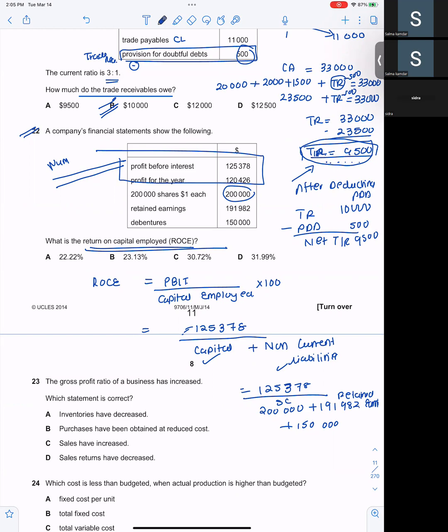So once again, I'll tell you. 125 plus 191, 1500, 200. The answer is 23.13%. You should be very thorough with your formulas.